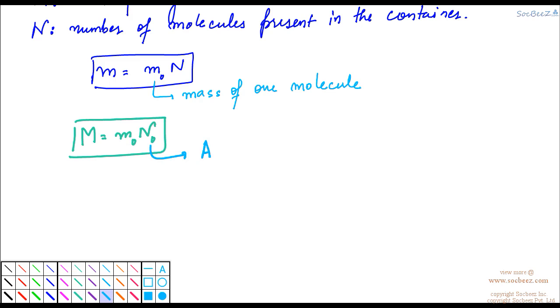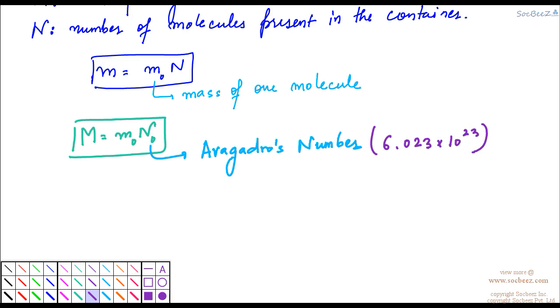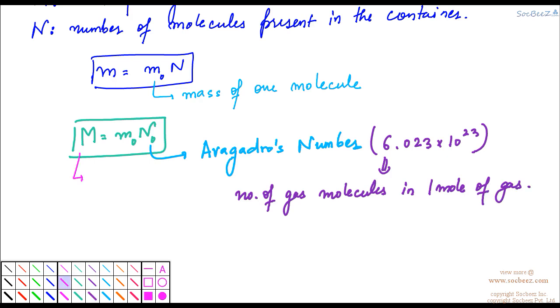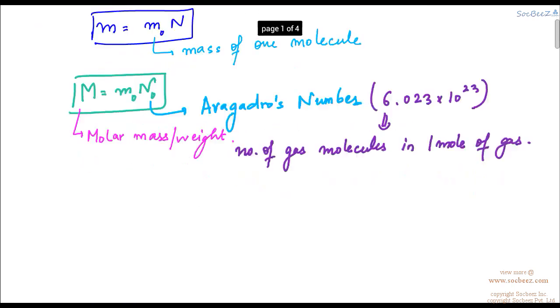where N0 is the Avogadro's number, which is 6.023 into 10 raised to power 23, which is the number of gas molecules in 1 mole of gas. Correct? Capital M is therefore the molar mass of the gas, or we can say the molar weight of the gas. That means the same; we are loosely using mass and weight as the same terms.